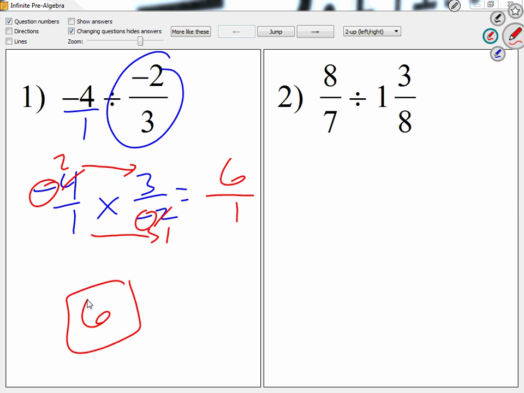Once again, multiplication, you multiply straight. Right? Simplify first, then multiply straight. But division, change it to multiplication and flip the second fraction.